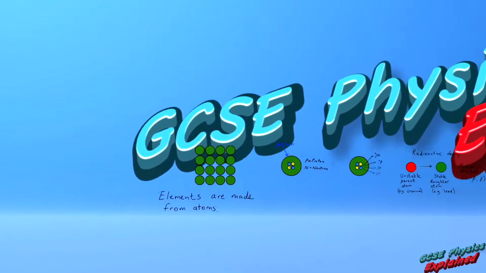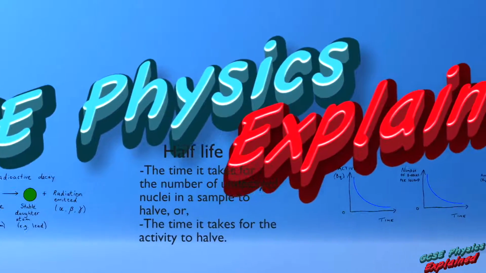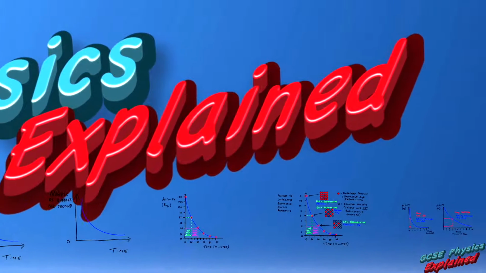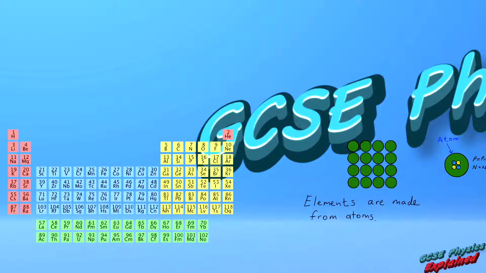Half-life. This video will explain what half-life is and how to work it out. The periodic table shows all the elements we've discovered so far. Most elements are stable, however, some are not.